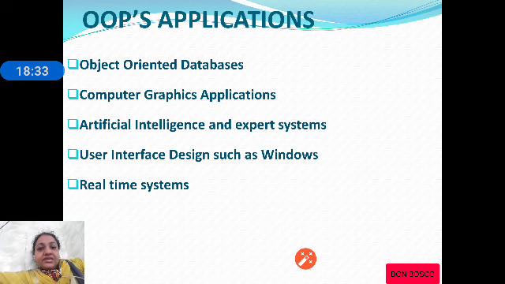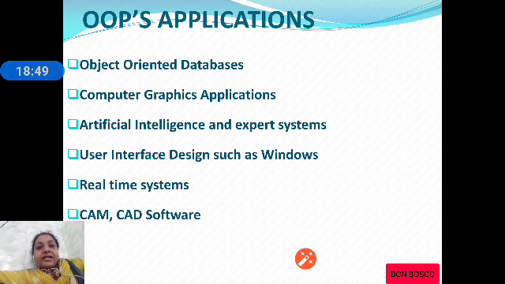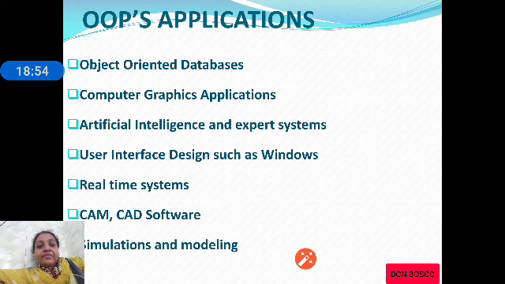See, we discussed operating systems. In the category of operating systems, we discussed real-time operating systems. So real-time operating systems also use the object oriented concepts. CAD and CAM software. CAM refers to computer aided manufacturing. CAD refers to computer aided designing, and they are used in simulations and modeling.